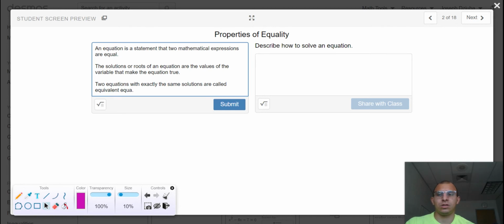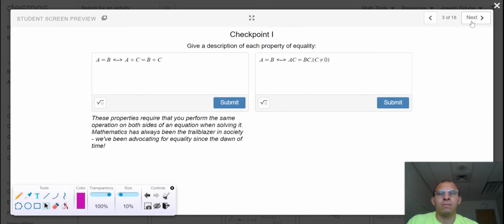equivalent equations. And since it's been quite some time, but being in pre-cal, there's kind of this implicit assumption that you're an equation solving machine. So I'd like for you to share your thoughts with your classmates about how you would go about solving an equation. In both of these instances, these are some of our properties of equality.